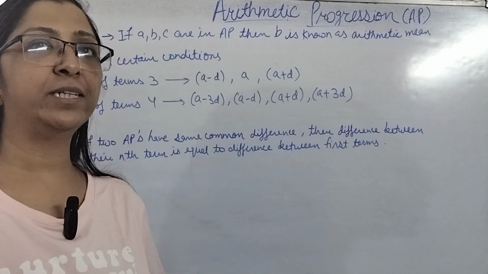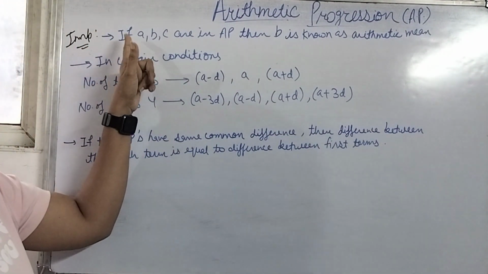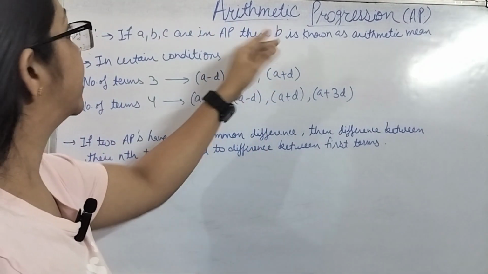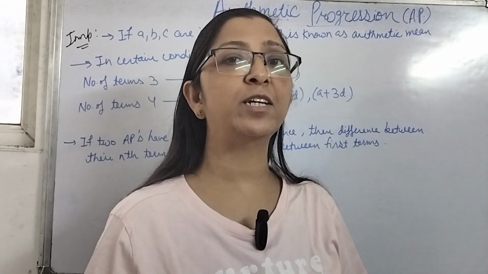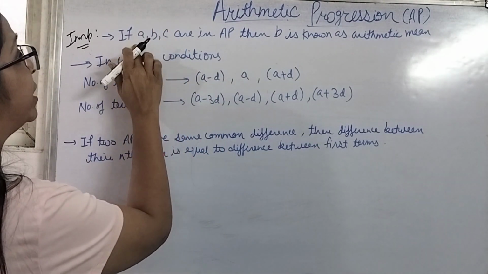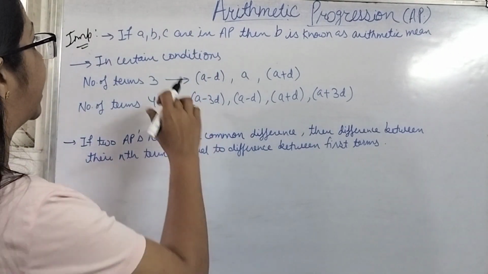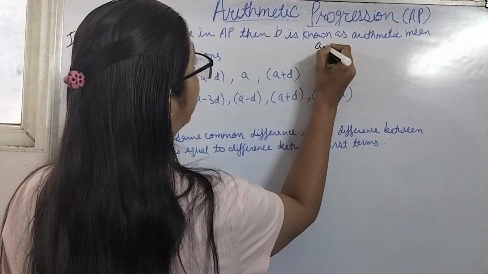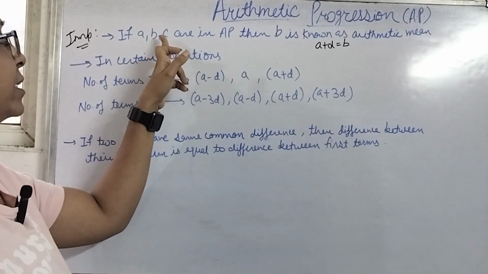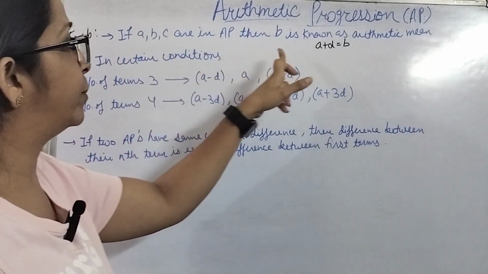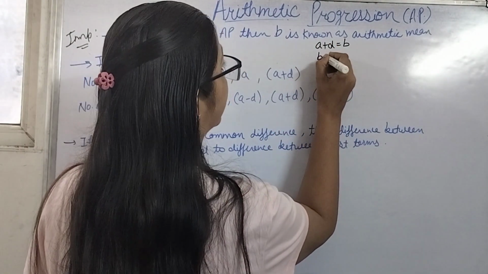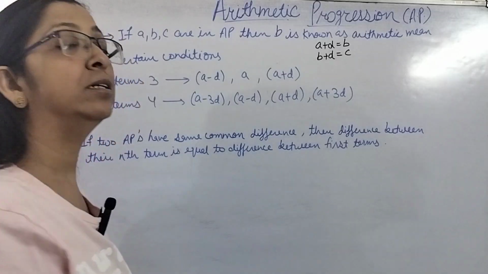Now here are some important things to know, that if A, B, C are in AP, that means these are the consecutive terms of the AP, then the middle term is known as the arithmetic mean of these terms. Why is it so? We know that if the common difference of this AP is D, that means if we add A and D, we will get the next term B. Suppose this is the first term, second term, third term. So in the first term, if we add the common difference, we get the second term. And in the second term, if we add the common difference, we get the third term.